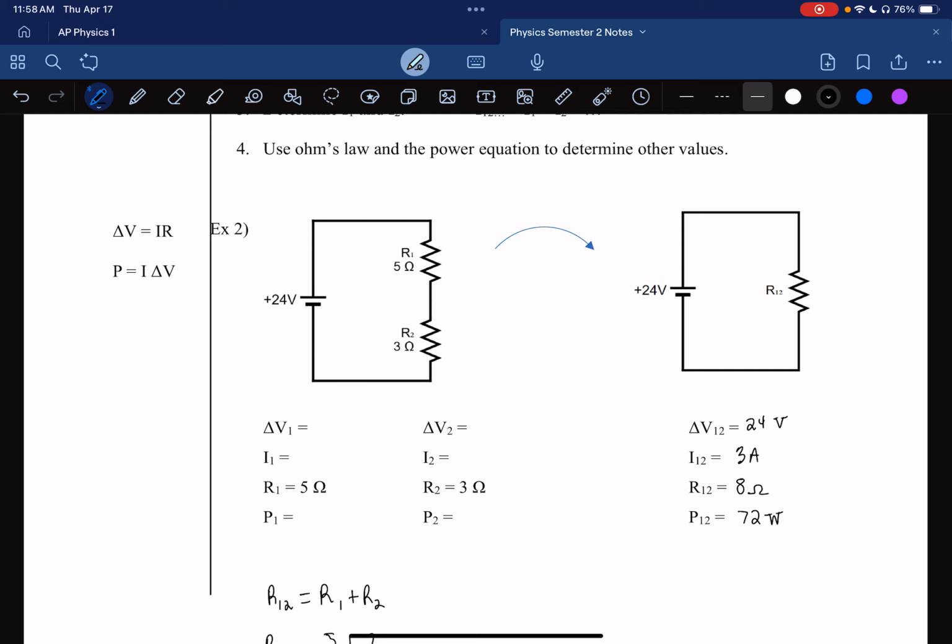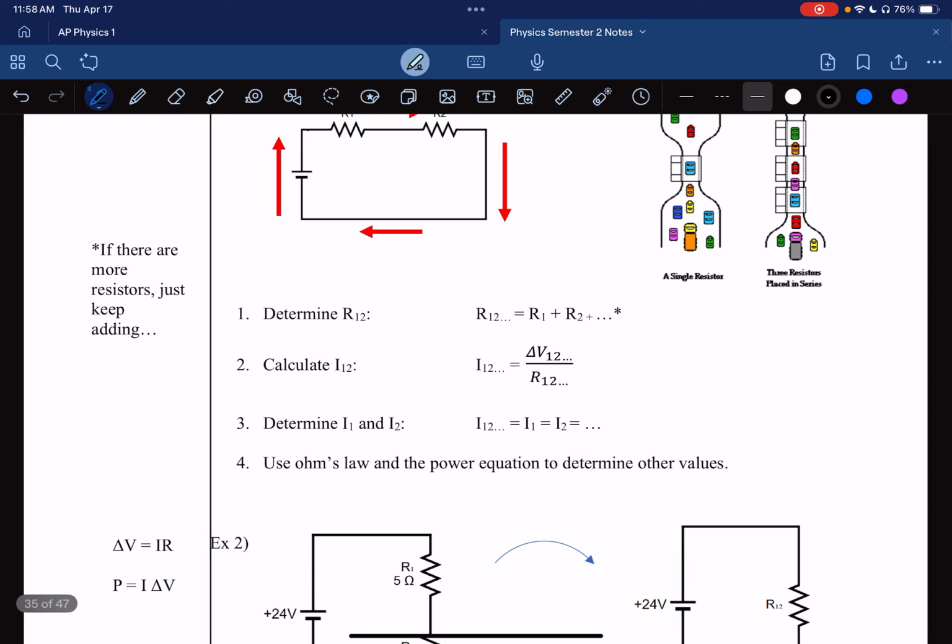Now, we figured out everything we can know about this hypothetical circuit, but let's go back to our real circuit. There is one number that will transfer over into these. It's not voltage, because the circuit picks up 24 volts and it needs to drop a total of 24 volts. So each one is not 24 volts. And the answer is current. So I1 is equal to I2 is equal to I12. And that's shown up here.